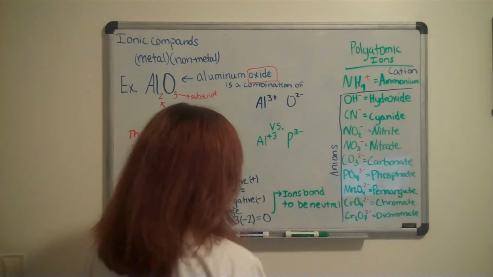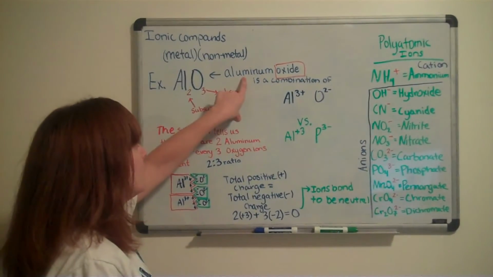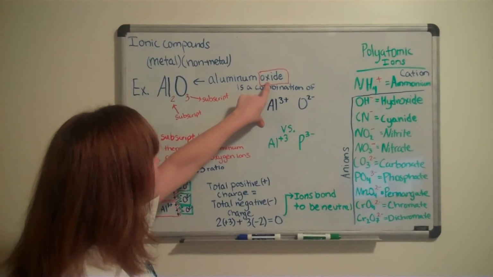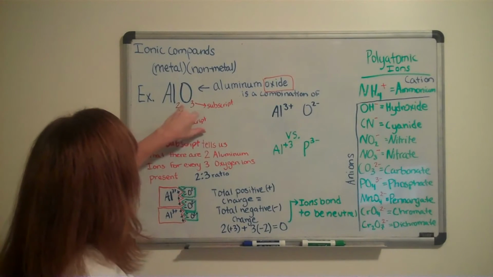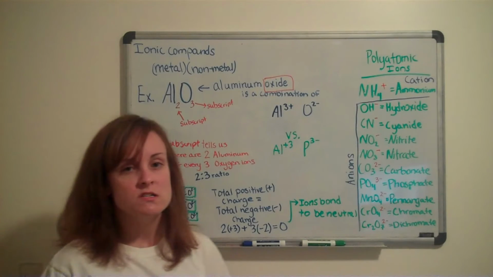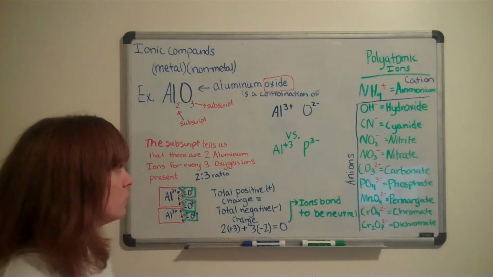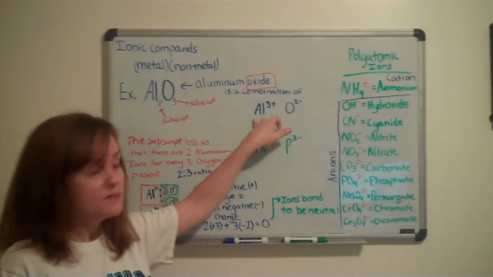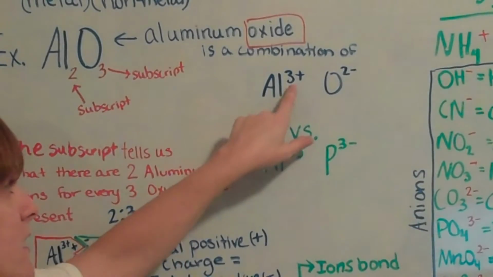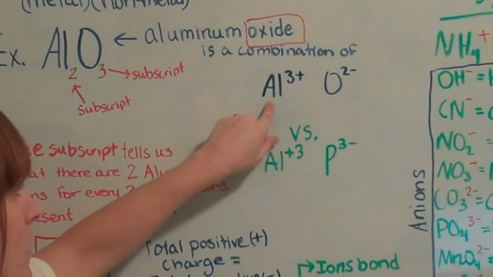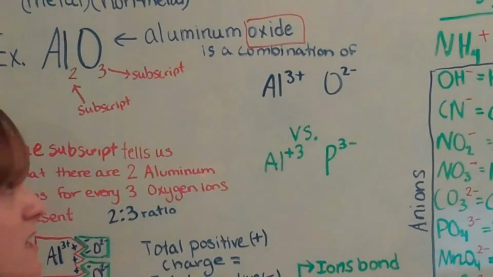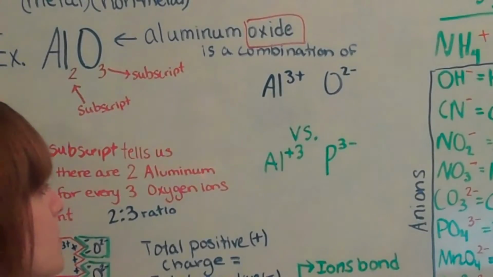So when we have the name, we can go ahead and write aluminum. Al is the symbol for aluminum, and we can write oxygen, which is O. But in order to write the formula, we have to know the charges that the metal and nonmetal will form. When we look on the periodic table, we see that aluminum is in group 3A, and it forms a +3 charge. So we write aluminum +3. Oxygen is in group 6A, and it forms a -2 charge.